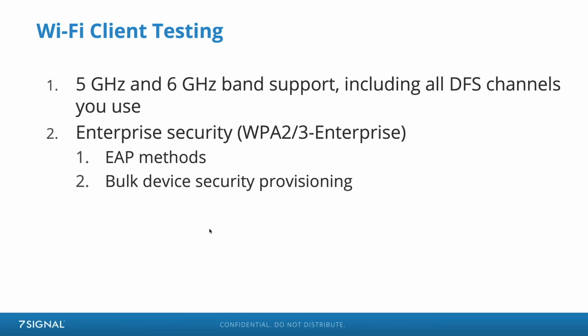Security methods. We're supposed to be using enterprise security in our enterprise Wi-Fi networks. So we want to make sure clients support WPA2 or WPA3 enterprise. We want to specifically know what EAP methods they support. We're probably using PEAP or EAP-TLS or EAP-TTLS, or maybe a combination of those. But it's an important thing to check to make sure that we don't have some incompatibility issue there.